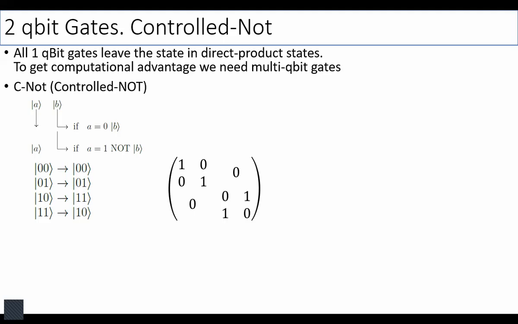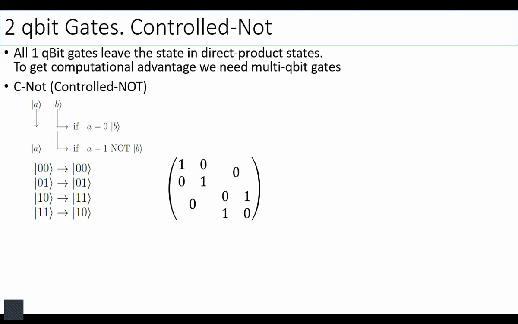0,0 goes to 0,0. That's because the first never changes, and the second should not change because the first one is 0. 0,1 goes to 0,1 because if the first is 0, then it doesn't change. 1,0 goes to 1,1. First qubit preserved, and the second changes. 1,1 goes to 1,0. First is preserved, the second changes.